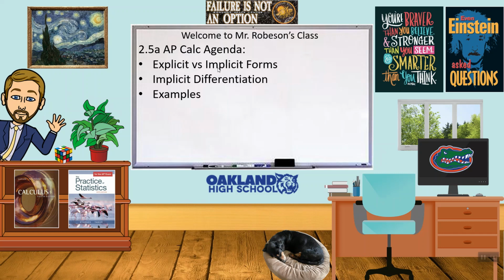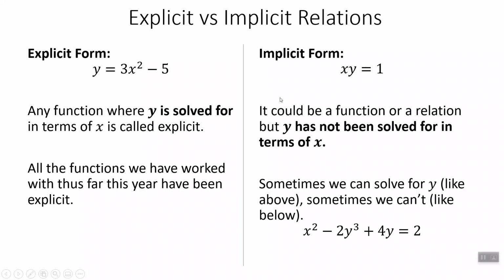All right, today we're looking at section 2.5, explicit versus implicit forms. So we're going to look at a new form of equations here. We're going to look at implicit differentiation, and we're going to do some examples of implicit differentiation. It's not as hard as it sounds.